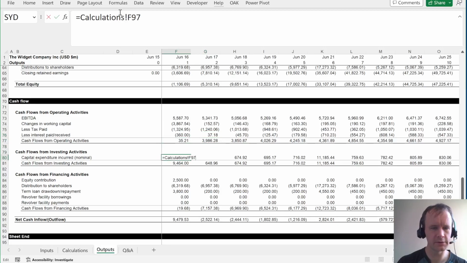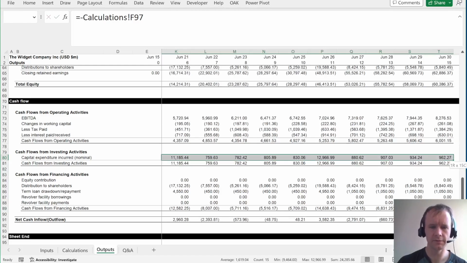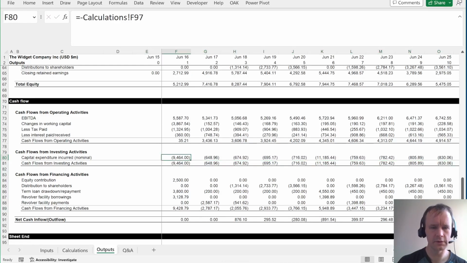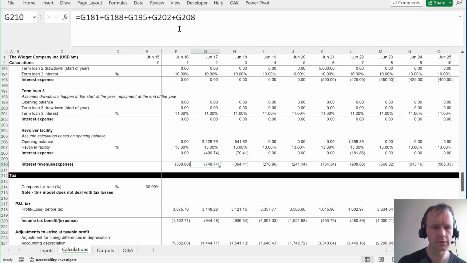So there might be something else. Let's just check the rest to be sure. Capital expense incurred. Well, CapEx is always a negative. So, okay, there is something else. Always lose cash when you spend it. Equity contribution, makes sense that would be positive. Distribution to shareholders, makes sense that would be negative. Term loan drawdown / repayment, F161.